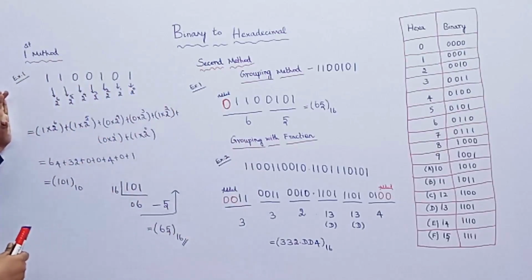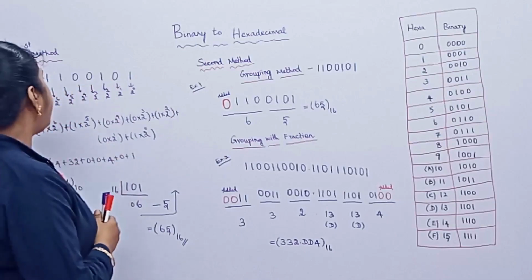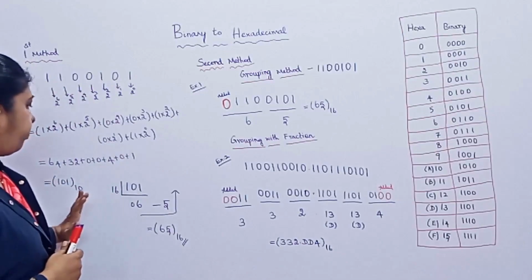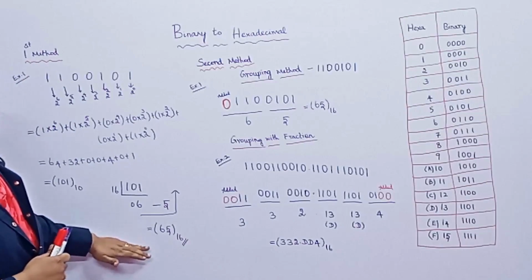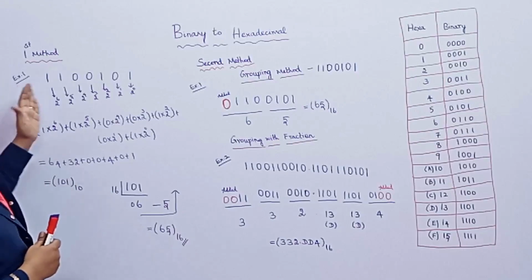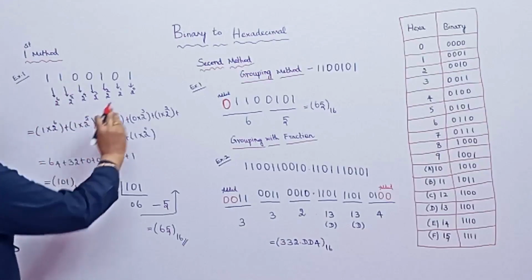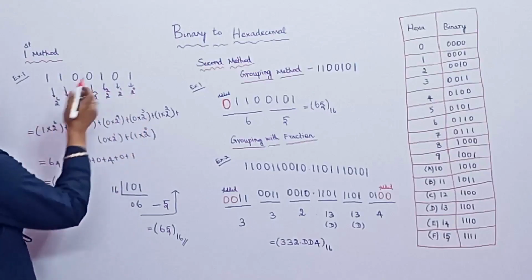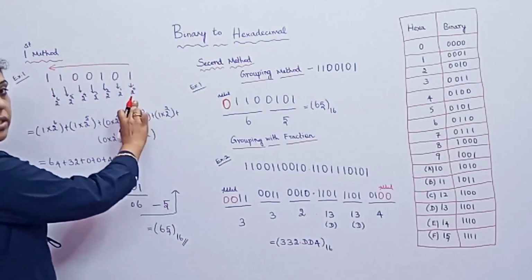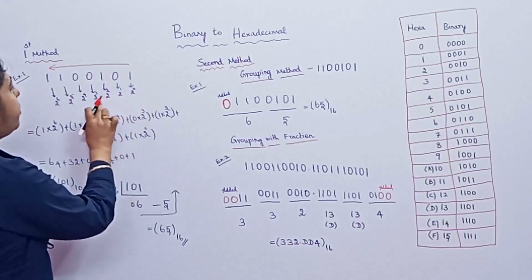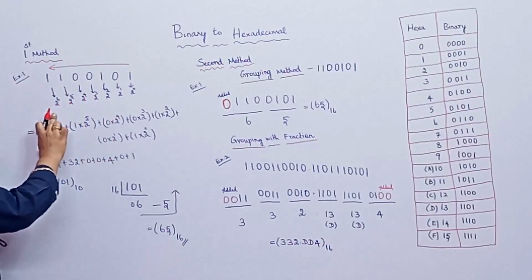Consider the first method. Consider an example, 1100101. The basic idea here is we have to convert it into decimal first, and then we have to convert to hexadecimal. For converting to decimal, since it is base 2, we have to assign the weightages starting from the right to the left. So the first digit 1 gets 2 power 0, 0 gets 2 power 1, 1 gets 2 power 2, 0 gets 2 power 3, 0 gets 2 power 4, 1 gets 2 power 5, and finally 1 gets 2 power 6.